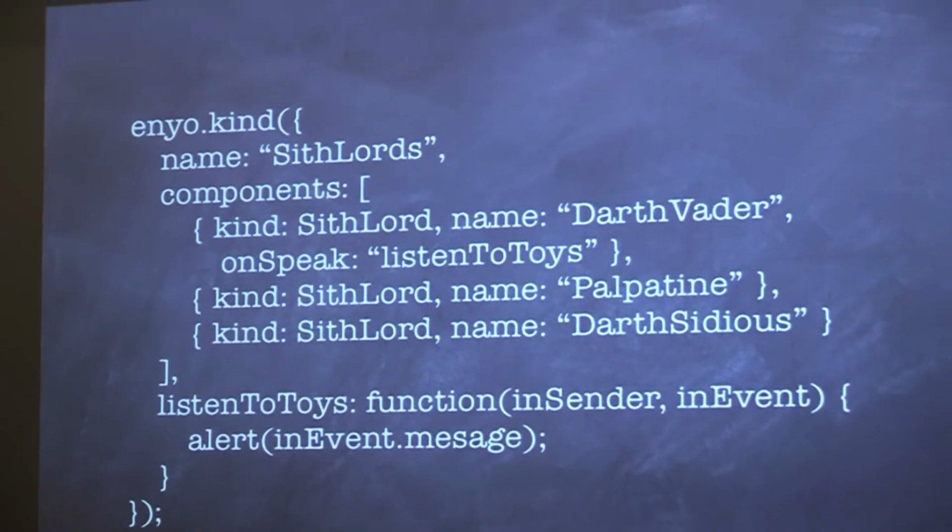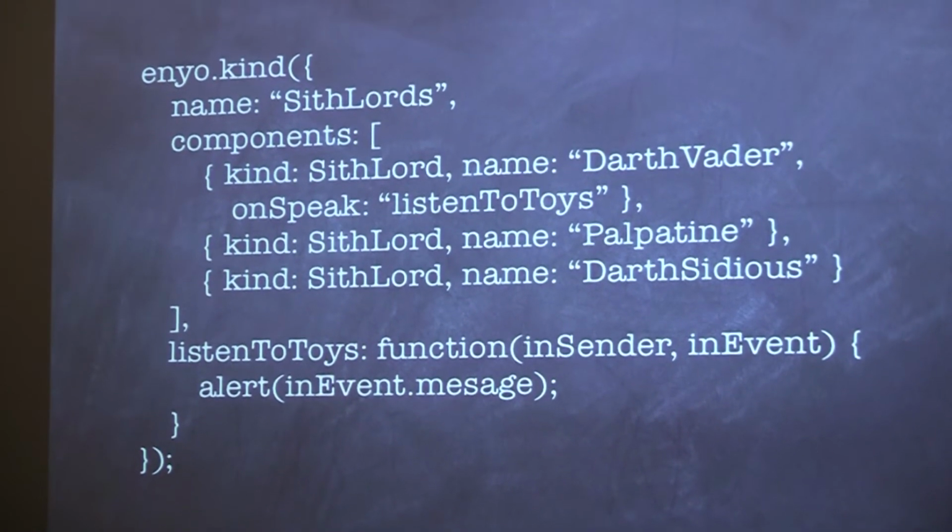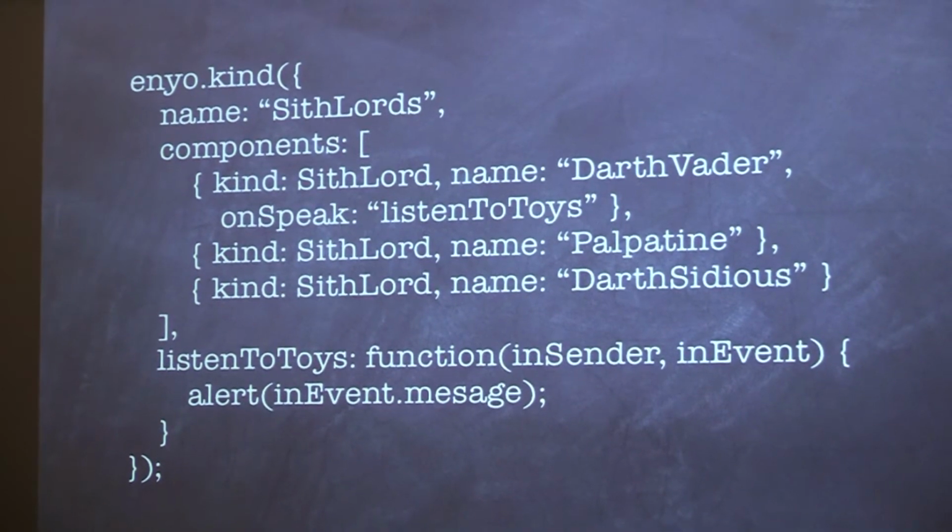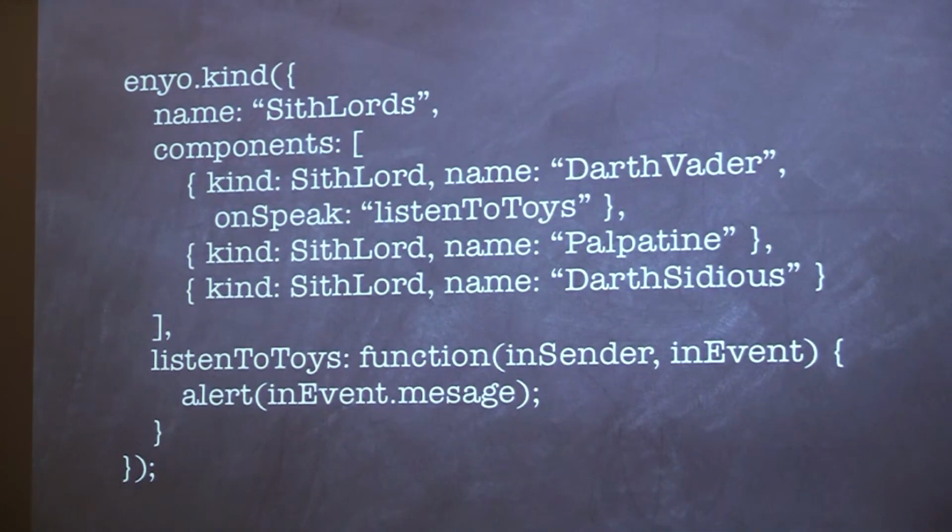So we have our Sith Lord. We have a scream method, and if you call scream, it's going to send a message up with a whiny tone. So now here's a case of where we do some aggregation. Inside of this kind, we have a components array. And the components array is basically saying, our Sith Lord's object owns 3 Sith Lords. Darth Vader, Emperor Palpatine, and Darth Sidious. And for Darth Vader, we're specifically listening for his speak event. Whenever that event comes up, we're going to call our listen to toys code. And the listen to toys code is going to do an alert with that message.